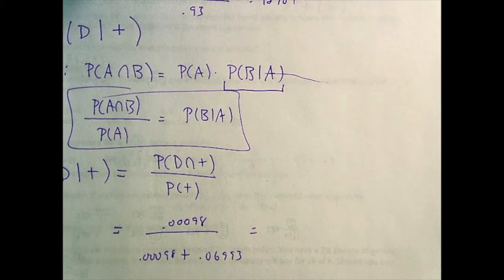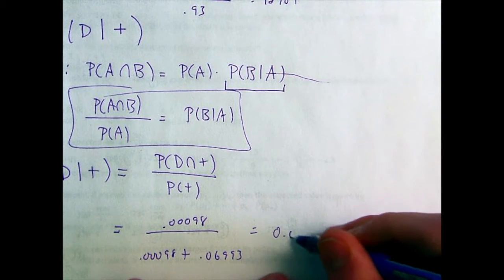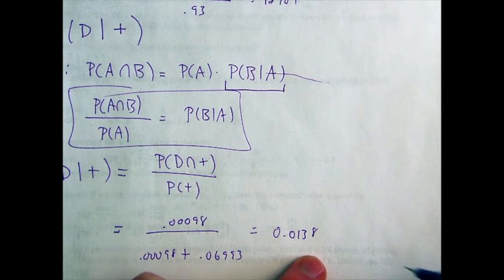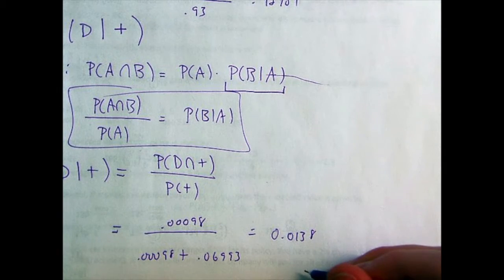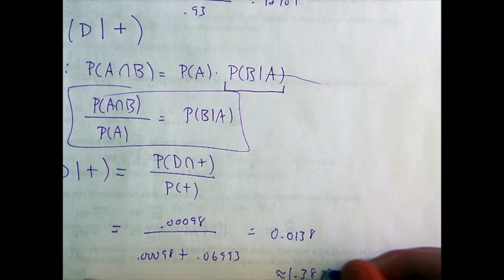Okay, and now I'll ask my calculator, what is that exactly? 0.00098 divided by 0.00098 plus 0.06993 gives me 0.0138 approximately. So that's a little bit more than 1%. It's about 1.38%.